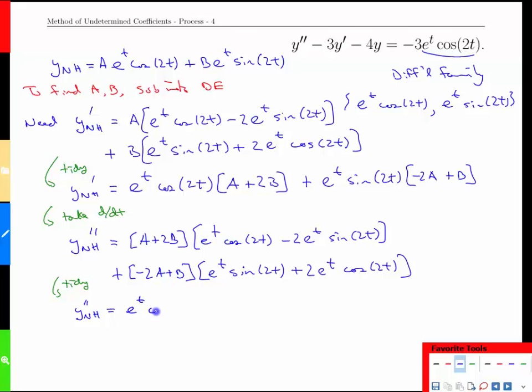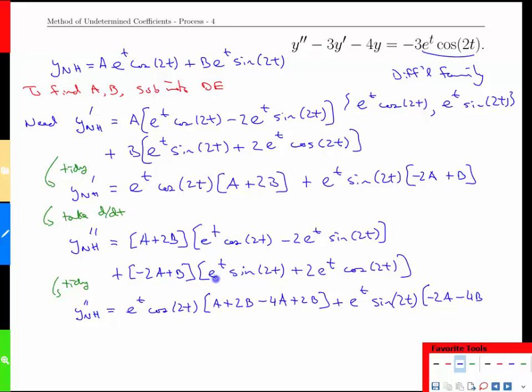We have e to the t cos. How many of those do we have? Well, we have an a plus 2b of them. And e to the t cos is here with a 2 out front, so we're going to have minus 4a's plus 2b's of those. And we're going to have an e to the t sine 2t group. And that is the sines here with negative 2 out front, so negative 2a, negative 4b's.